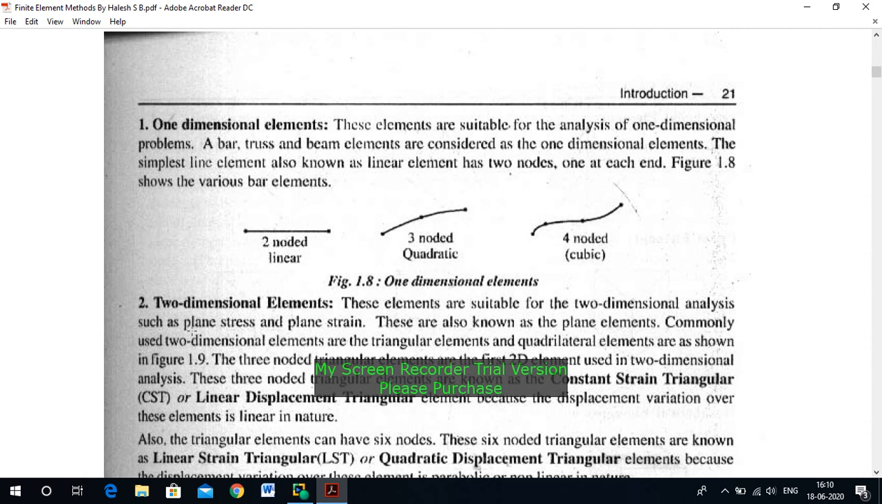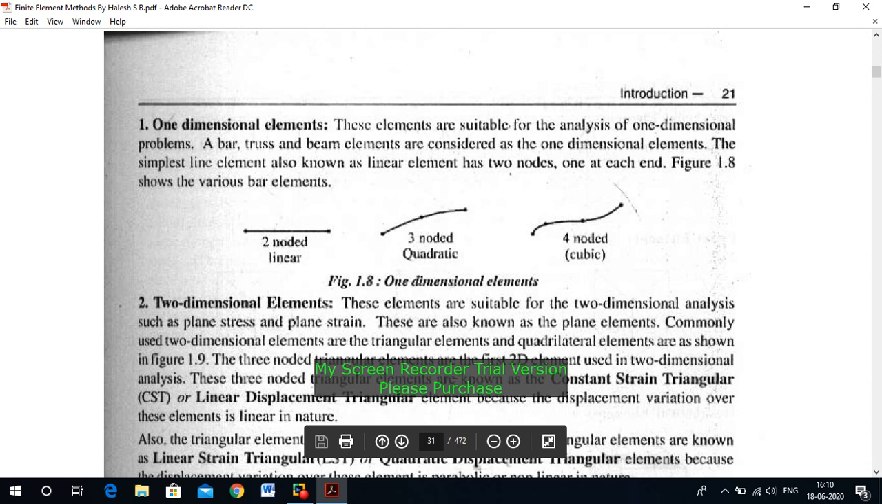And the second type of element is two dimensional elements. These elements are suitable for two dimensional analysis such as plane stress and plane strain. These are also known as plane elements. Commonly used two dimensional elements are triangular elements and quadrilateral elements.